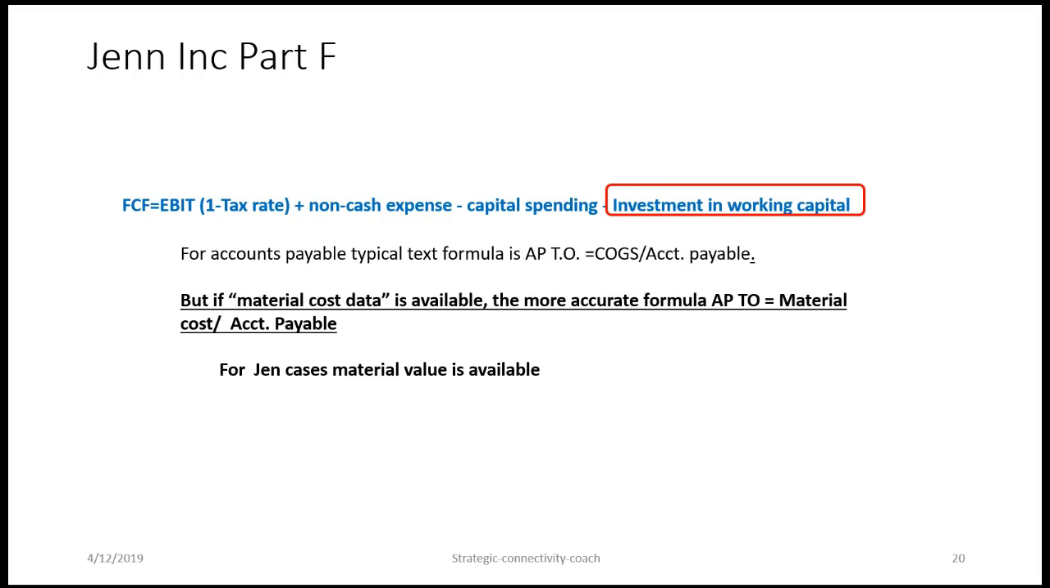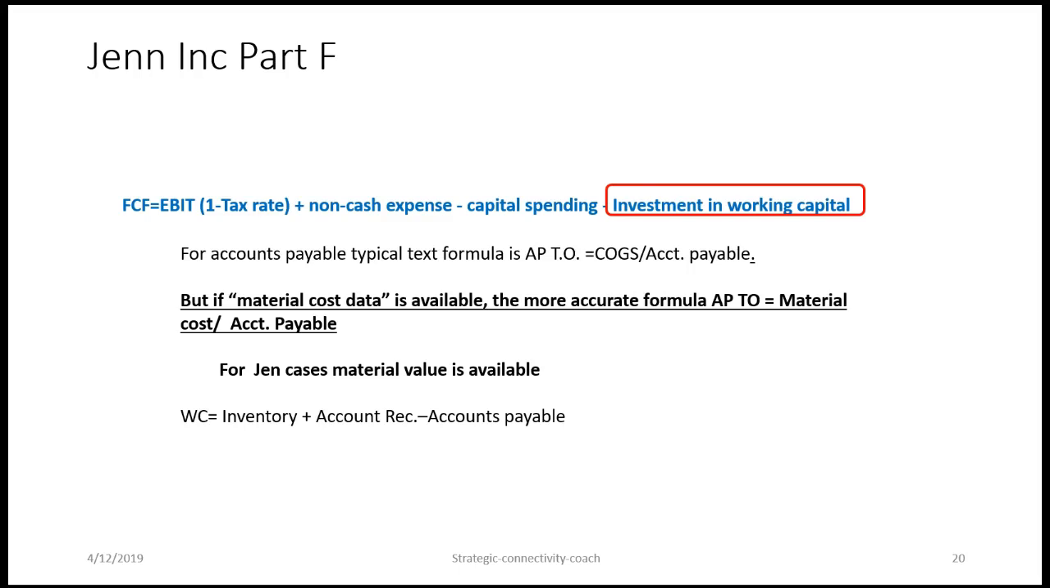Sometimes in a case study they may not give it to you, so you can use cost of goods sold. In this case study, I have broken it out for you, and hence you would use material cost as a part of the calculation. So the accounts payable turnover will be material cost divided by accounts payable. And for Jennings' case, as the detail is provided, you can use that.